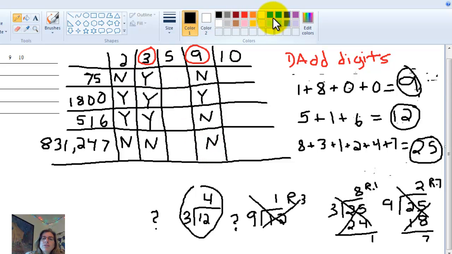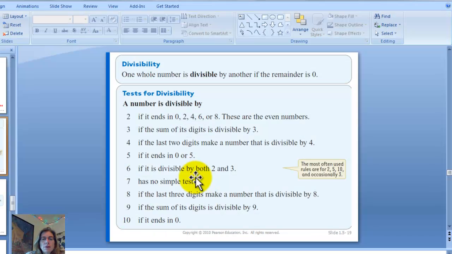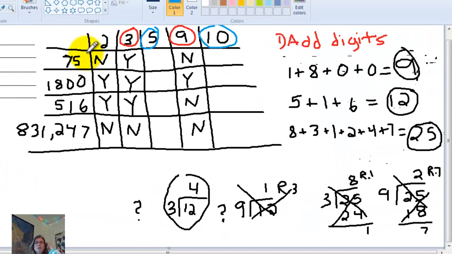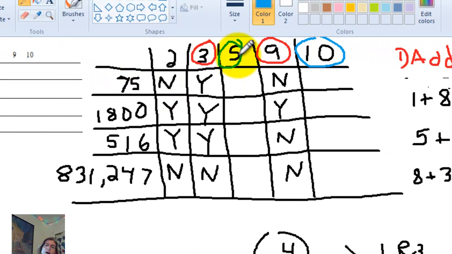So what we have left then is 5 and 10. And we can look at those at the same time since they're so similar. The rule for 5 and 10: if it ends in a 0 or a 5, it's divisible by 5. If it ends in a 0, it's divisible by 10. Okay, so let's go through each one. This number ends in 5. So is it divisible by 5?